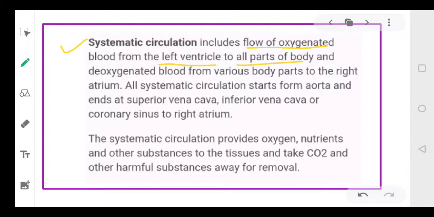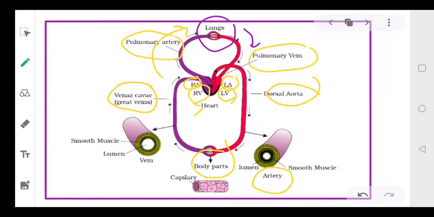So your systemic circulation starts from the aorta and ends at the superior vena cava or the inferior vena cava, which bring blood into the right atrium. Your systemic circulation provides oxygen, nutrients and other substances to tissues, and takes carbon dioxide and harmful substances from these tissues back into the right atrium. Just understand this.